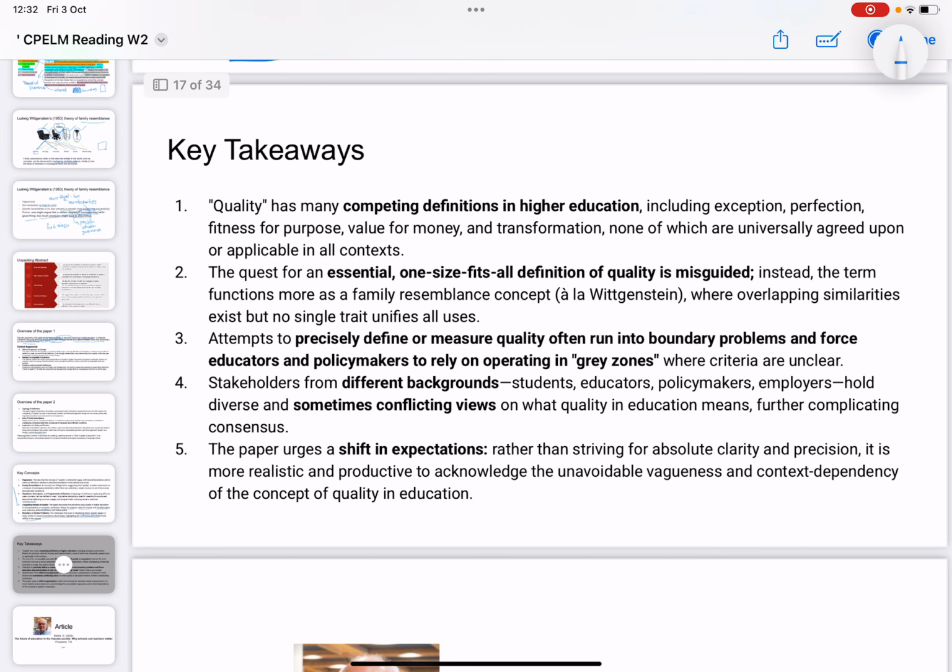Some key takeaways. Again, I'll give you the slide. So quality has many competing definitions in higher education. The quest for, so this is our biggest problem, for an essential one size fits all definition of quality is misguided, because there will be overlapping similarities that exist, but no single trait unifies all uses. So that means this whole QS ranking and this whole Times ranking can actually be very problematic.